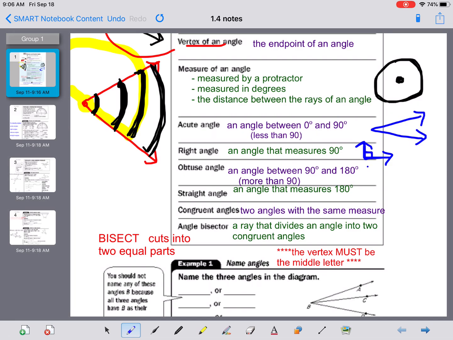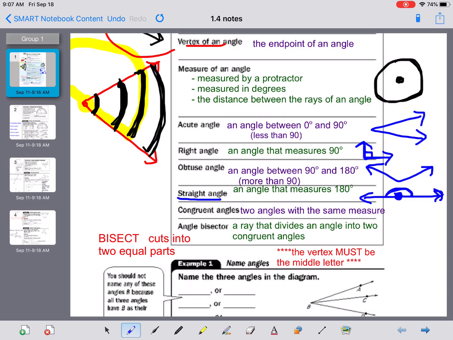Obtuse angle is between 90 and 180. Okay, so something big. And then a straight angle, this one might be a new one for you, is an angle that measures 180. It's kind of interesting to think there's a vertex. Here's one ray. Here's the other ray. Okay, and this angle is actually all the way here, and that's called a straight angle, and it measures 180.